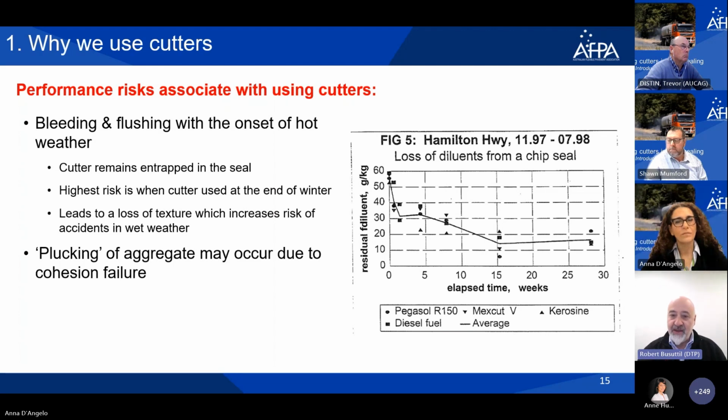And you see that diagram there. People think that cutter was always thought to be a temporary reduction in viscosity, and it does come out, but it does take longer than we think. So, if you do a seal in the middle of winter, it's not all going to come out by the time summer rolls around. And there's been plenty of seals we've seen where the first bit of hot weather on it, it flushes up and picks up and travels down the road.